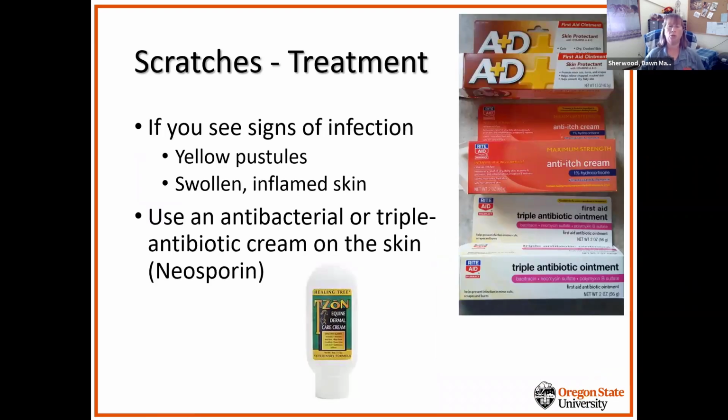Then what you can do is, if you see signs of infection, that's these little yellow pustules, that the skin is inflamed, okay? It's bright red, it's aggravated. There's a couple things we can do. You can use an antibacterial or triple antibiotic cream, such as Neosporin. Here's one by a company called Healing Tree. This one is really good for working on scratches.